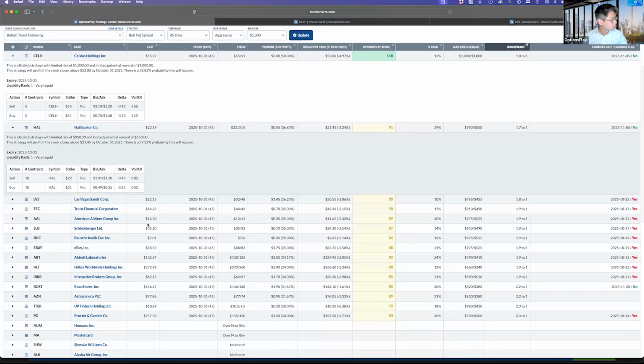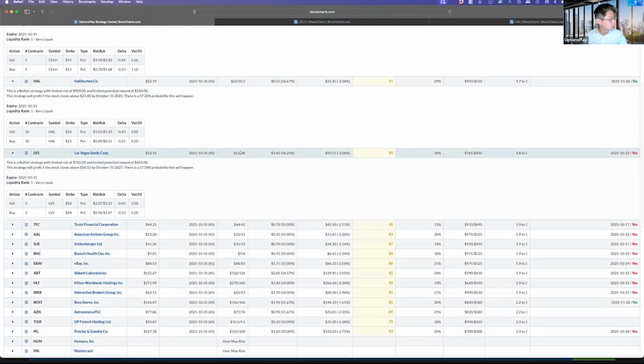And Las Vegas Sands, let's look at this one, right? This is telling me to sell the 52.48. I'm collecting $1.45, which is 36% of the vertical width. That's a 1.8 to 1 risk reward ratio. So, it's better than 2 to 1. I really want to get as close to 1.5 to 1 as possible.